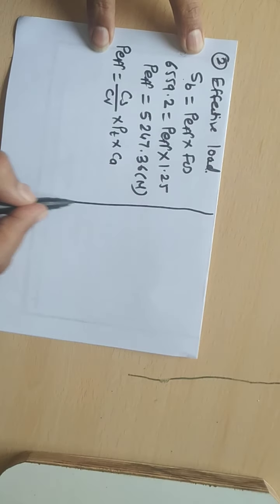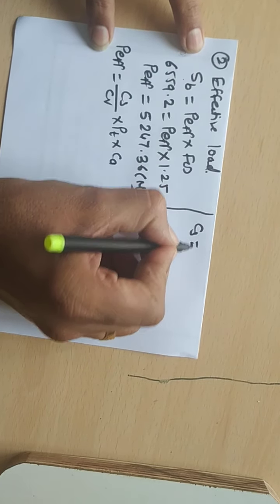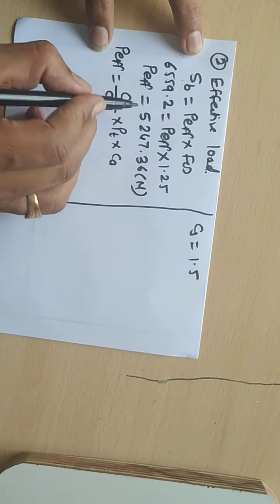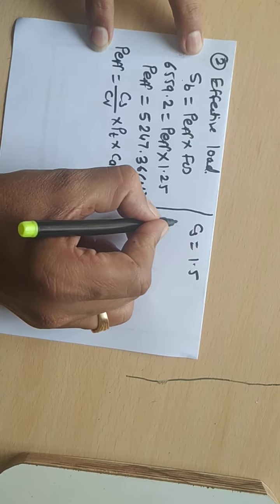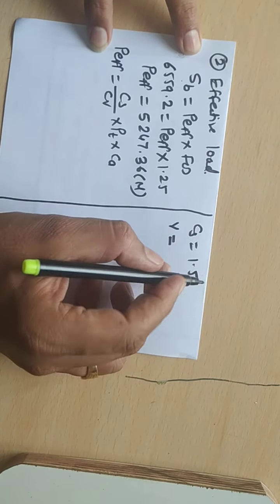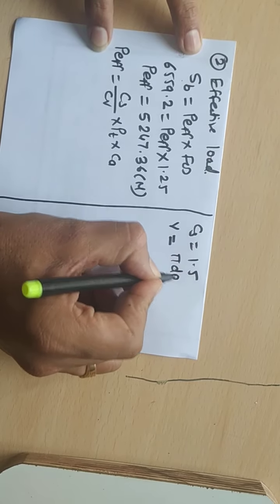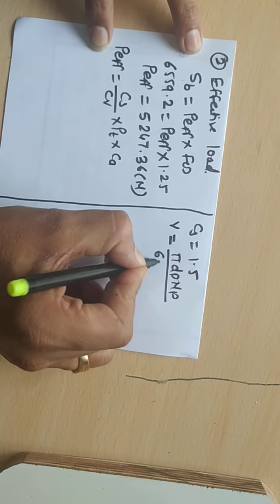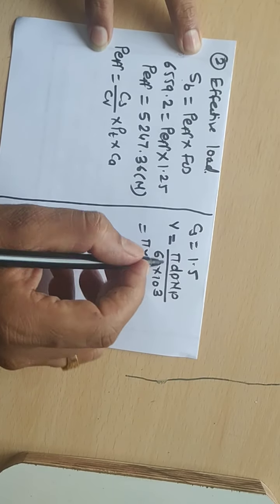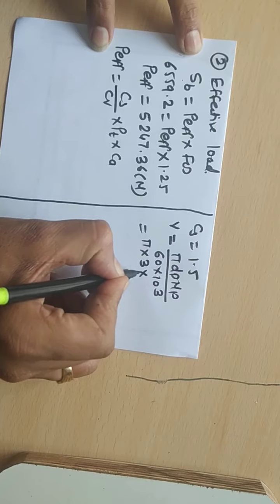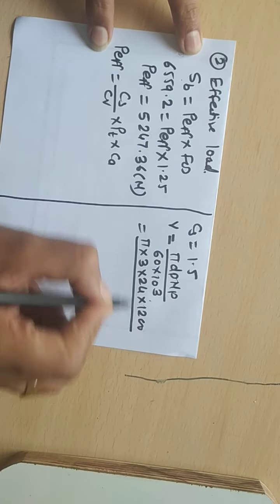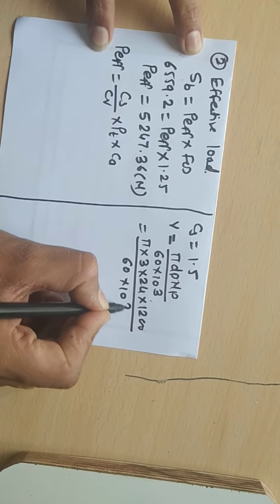Now for this CS, it is given in the numerical. The value of CS is given 1.5. Now find out CV. For CV, first find out velocity V. Velocity V is equal to pi dP nP upon 60 into 10 to the power 3. This is equal to pi, dP is m into ZP. M is 3, ZP is 24 into NP is given 1200 upon 60 into 10 to the power 3.